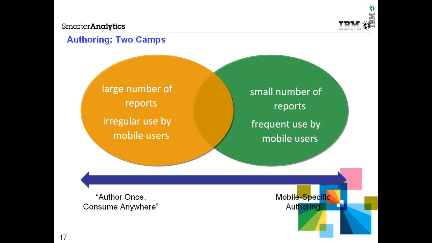So if I'm creating an active report for doing analysis in an offline mode, if you go into your organization, you will see that there will be two sets of people. One will have a huge amount of reports, and those will be used very irregularly by the mobile users. Whereas at the same time, you will have a set of people who will be using a very small number of reports, but they will be using them more frequently and doing more analysis on top of them.